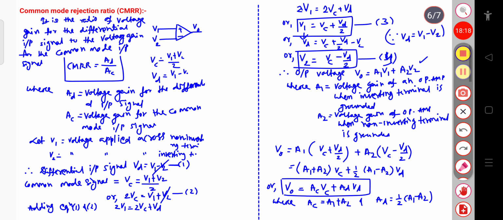So in this way you can calculate the common mode rejection ratio for the operational amplifier.